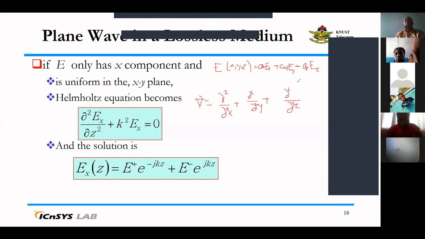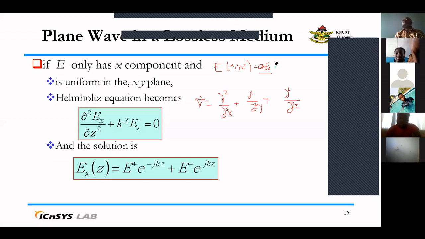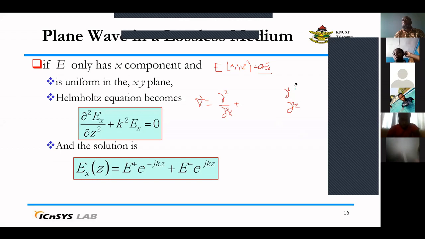Maybe one of you should get me a pen mouse, so it is very easy to write. So if E only has X components, then only ax Ex is present, and then the others are not present. And this is only for simplicity. And again, if it varies uniformly in the X, Y plane, uniform variation means there's no change in Y, no change in X. So it means those are also not there.